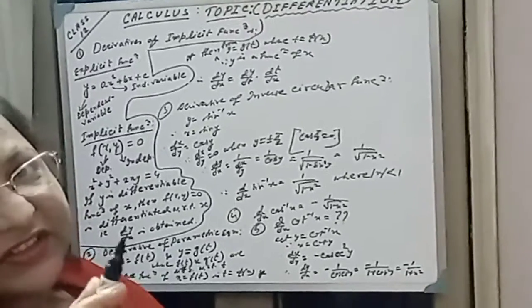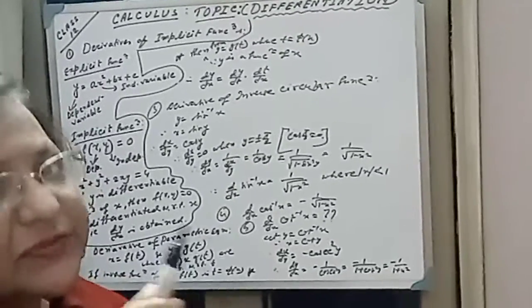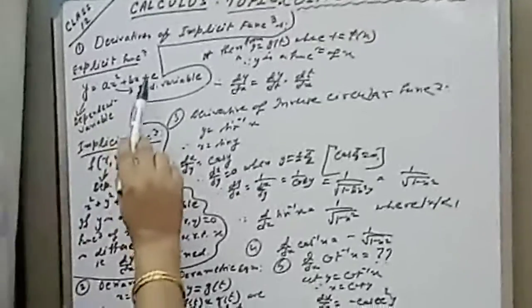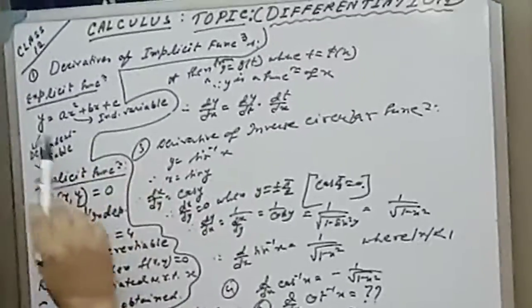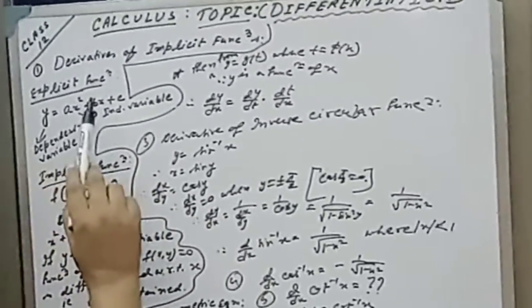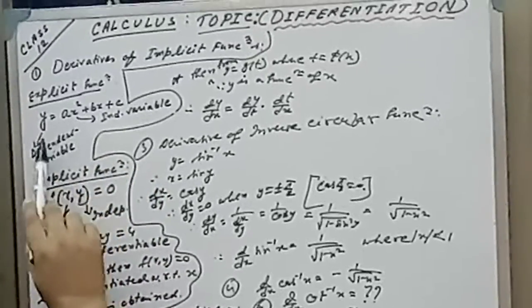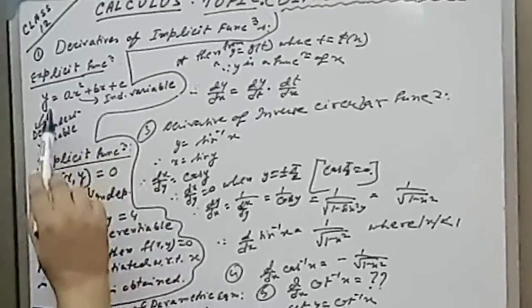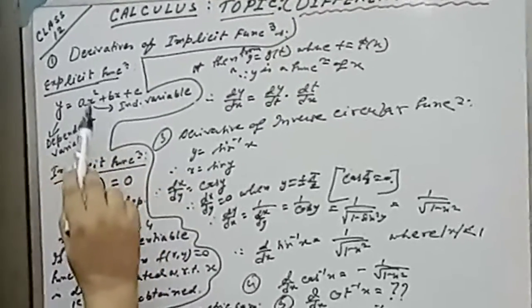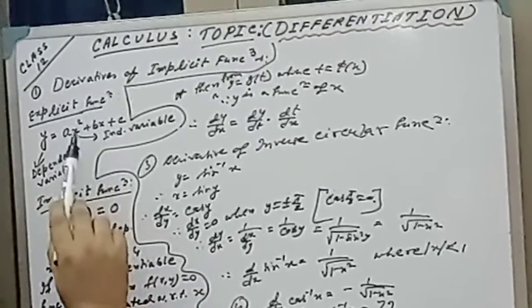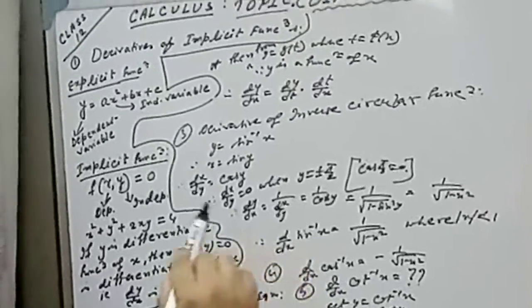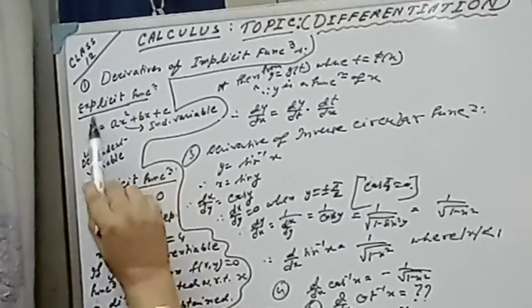Before knowing what implicit functions are, we have to know about explicit functions. What are explicit functions? If y is equal to ax square plus bx plus c, in class 11 we have already done this type of function, where y is the dependent variable and x is the independent variable. Why is x independent? Because we can choose any value of x, and we will obviously get different values of y depending on different values of x. That is why x is independent and y is dependent.